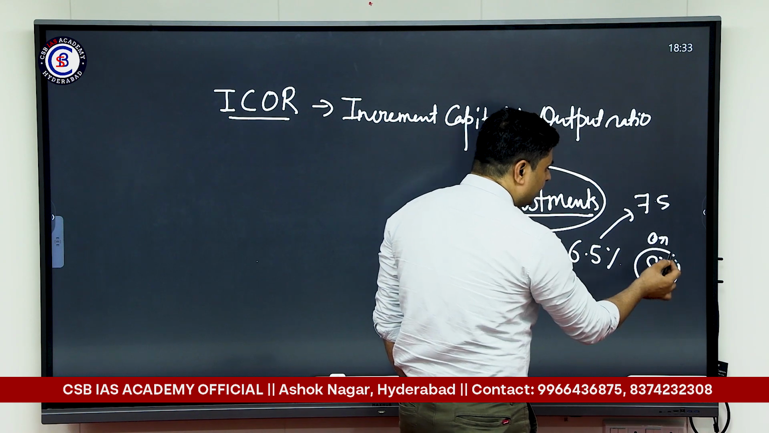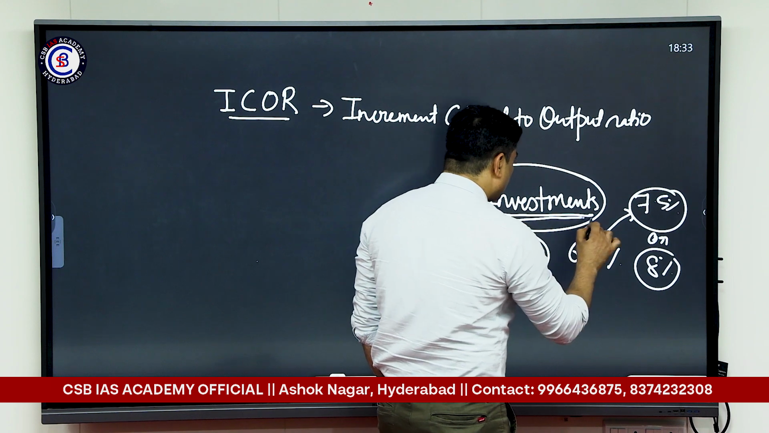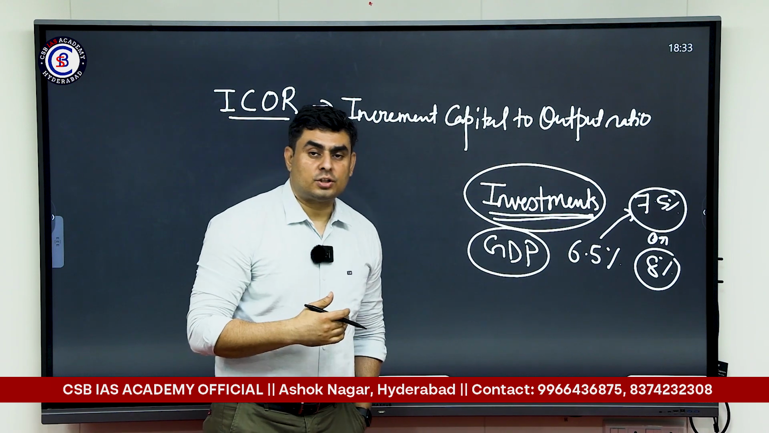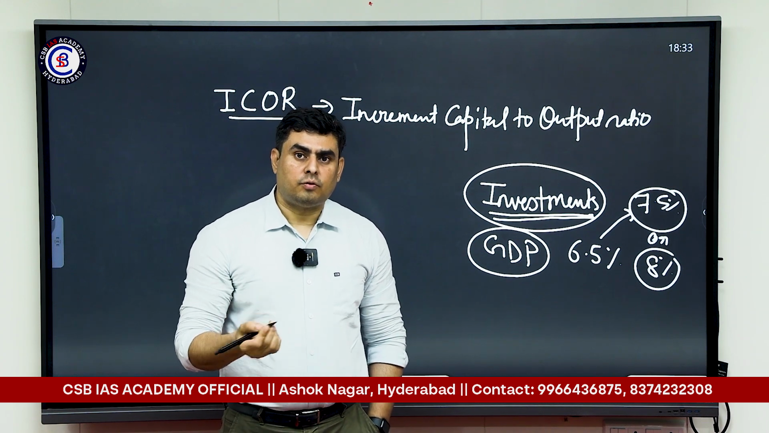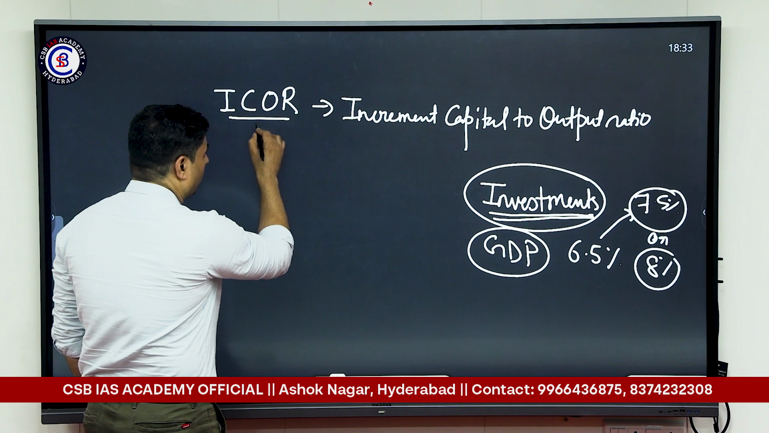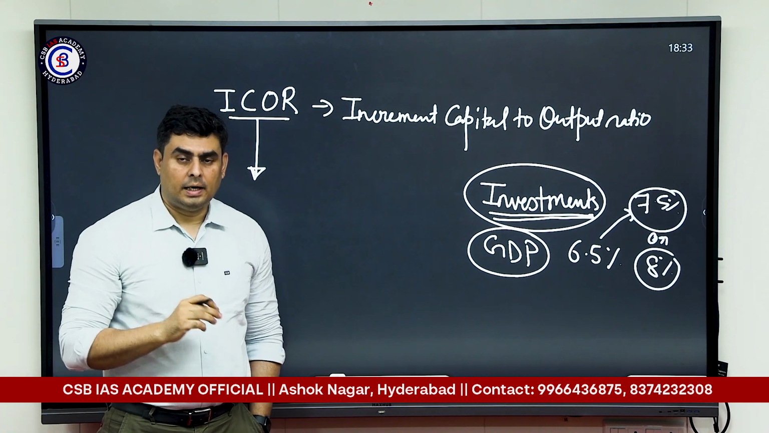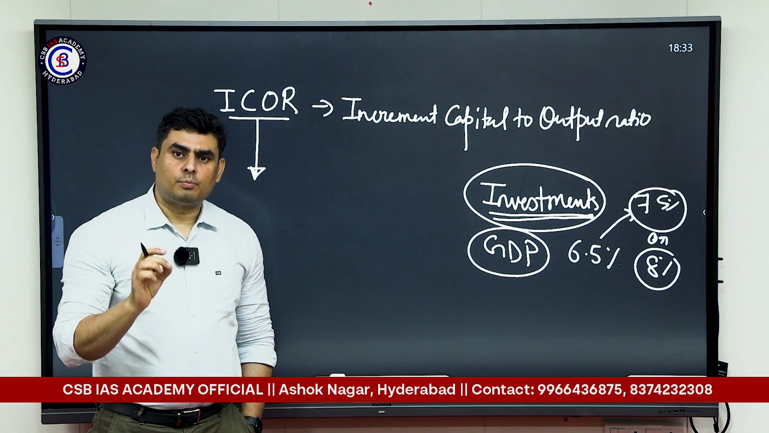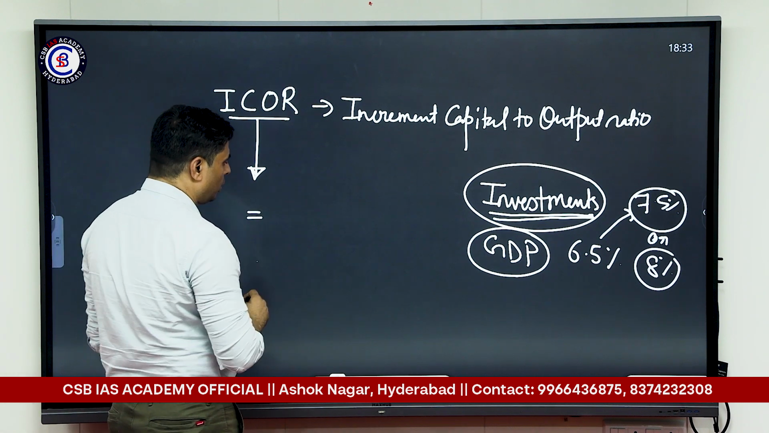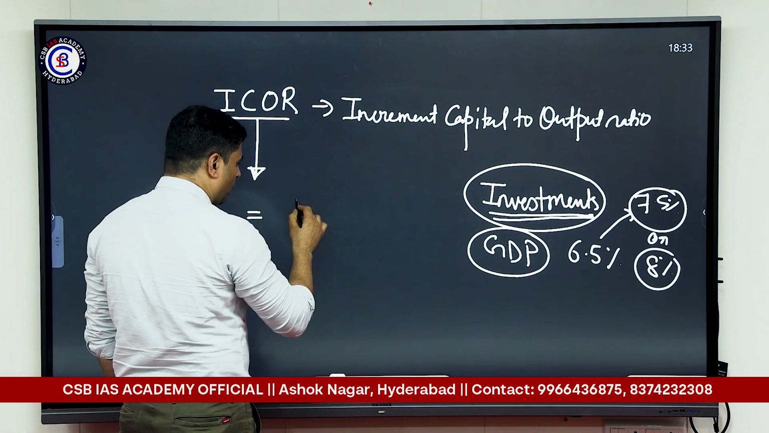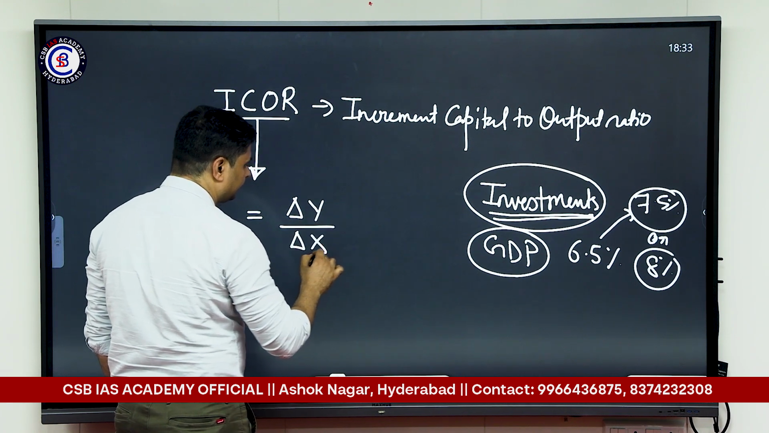So in order to achieve this 7.5 or 8% GDP growth rate, what should be the percentage of investment in the total income? In order to find out, we use the concept of Incremental Capital to Output Ratio. In order to calculate this, we use the formula of delta y upon delta x.